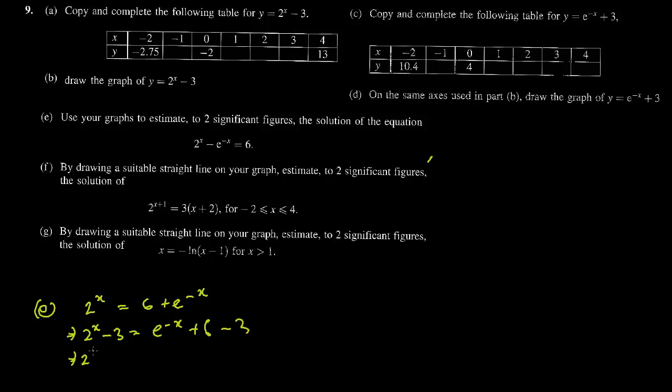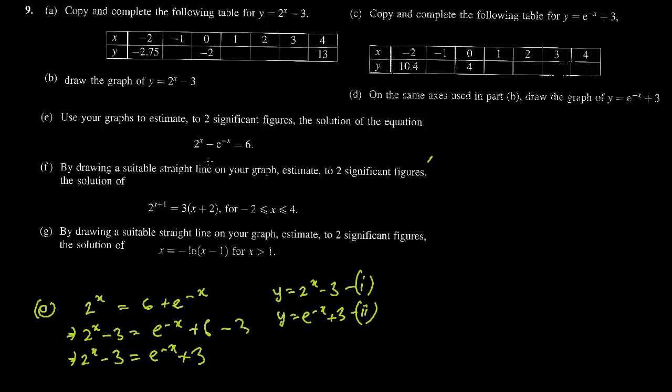That makes it 2 to the power x minus 3 equals e to the power minus x plus 3. That means on one side we have this and on the other side we have this. So we have two simultaneous equations. This is equation 1, 2 to the power x minus 3, and equation 2, e to the power minus x plus 3. So their point of intersection is what they're looking for.